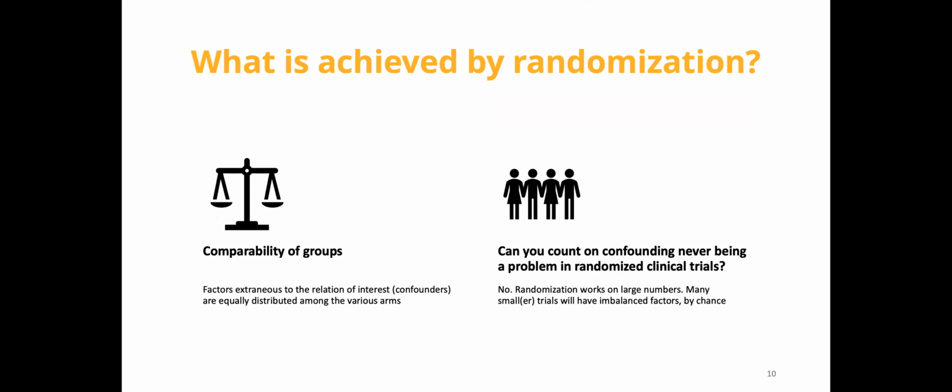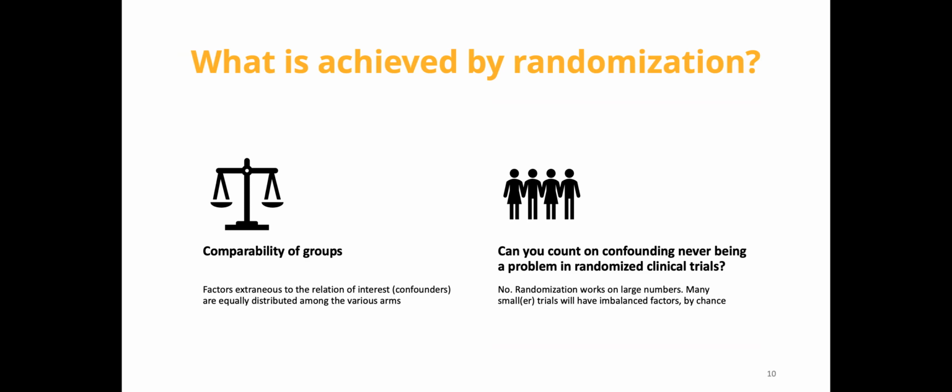So why do we randomize in the first place? Why is that one of the key features of an RCT, and what do we achieve by randomization? Well, the most important reason that we randomize patients is so that we have comparable groups. So this means that factors extraneous to the relation of interest, or confounders, are equally distributed among the various arms.